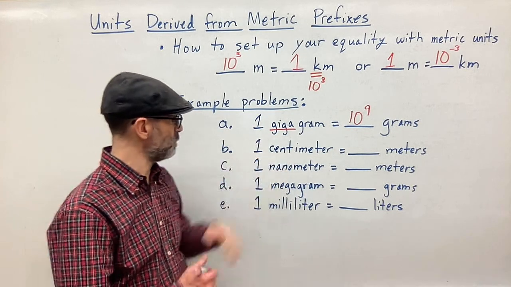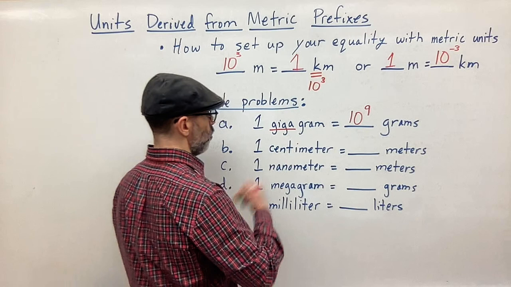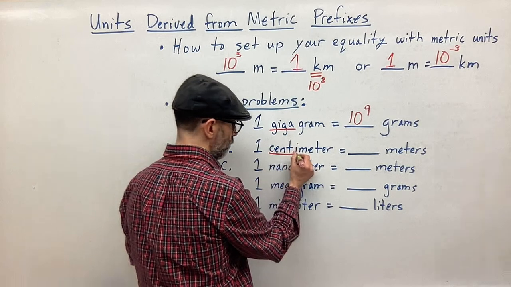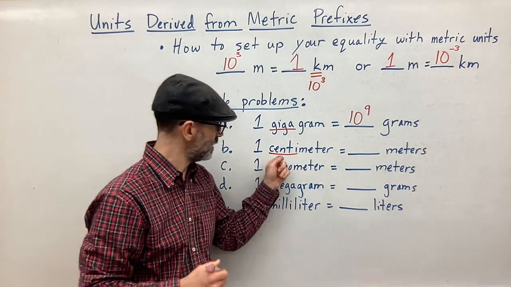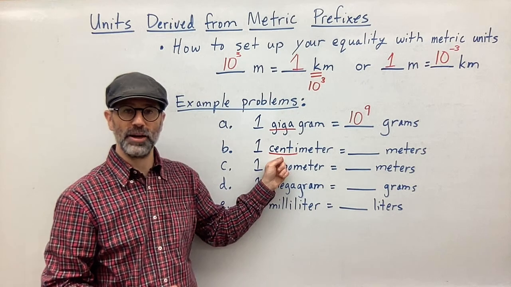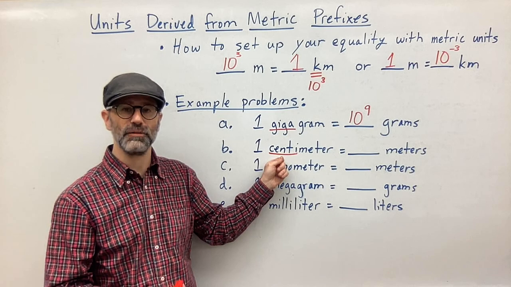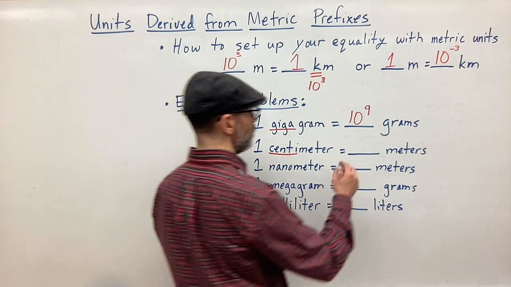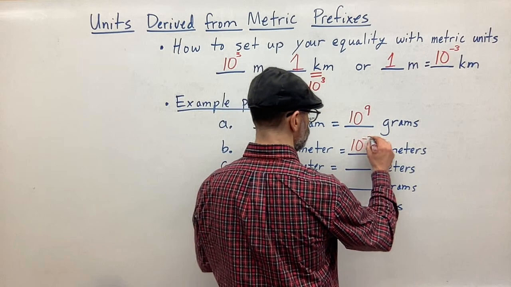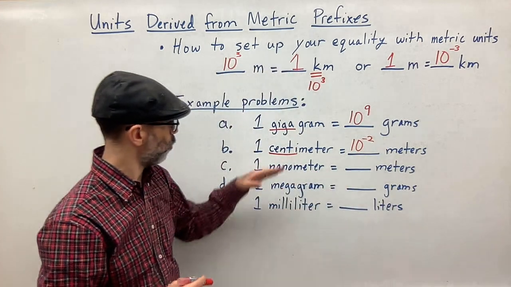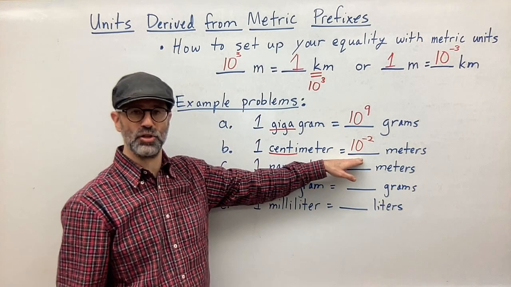So 1 centimeter is equal to how many meters? Well, we have the prefix centi. So we need to know what the multiplier is. Centi is 1/100th, or 10 to the -2. So that means we would put 10 to the -2 over there. So 1 centimeter is equal to 10 to the -2 meters.